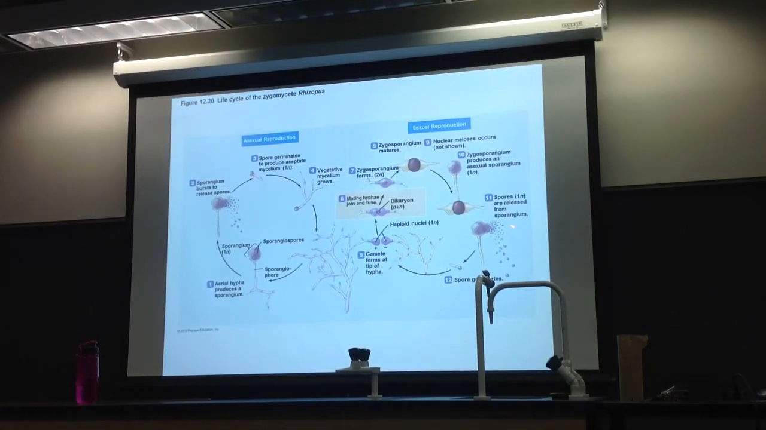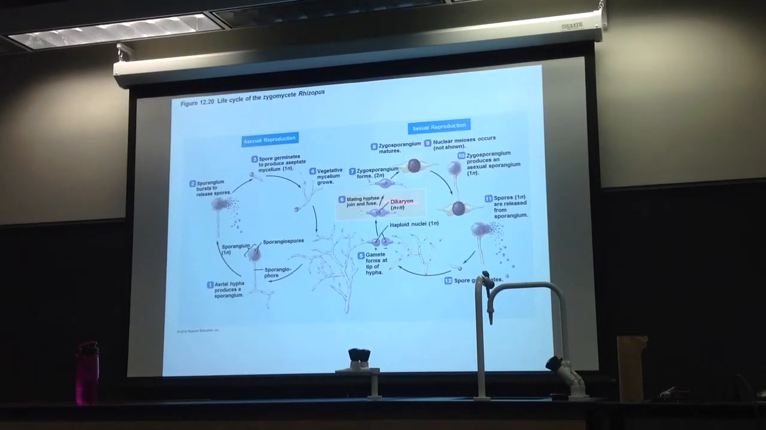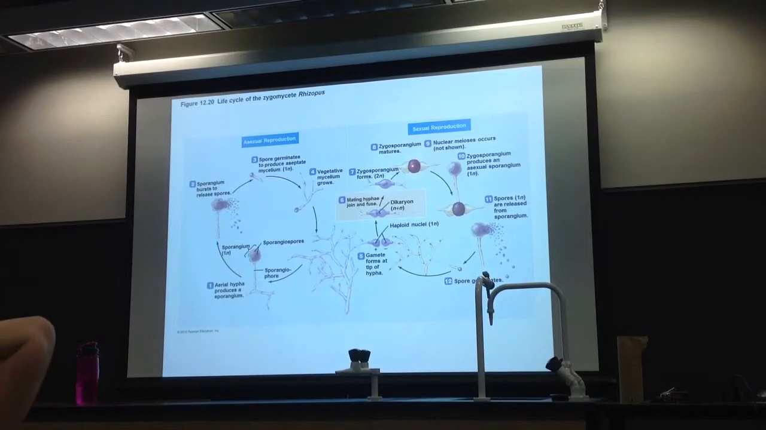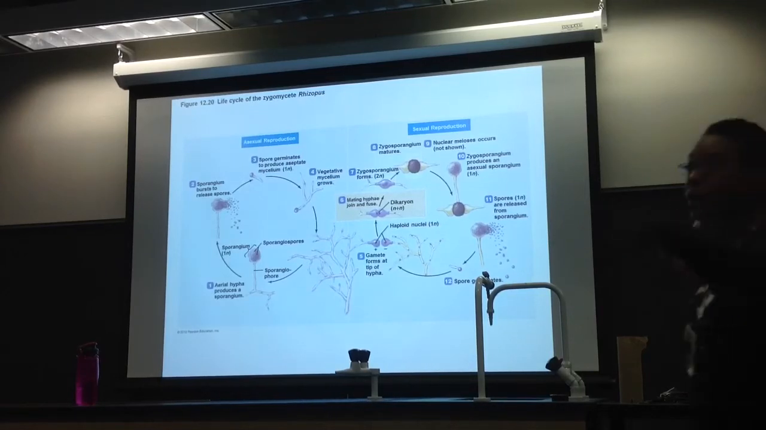You've got to know this. I'm not going to hold you to life cycles. I just want you to see the structure they make when they do sexual reproduction. That's the only reason I'm showing you this. Don't worry about this part here. Focus here. When they do sexual reproduction, they make that. This structure will contain the zygospore. Now, this is how all fungi mate.